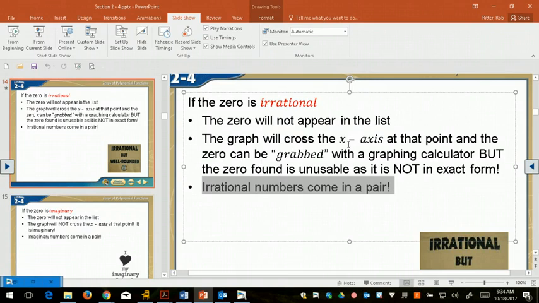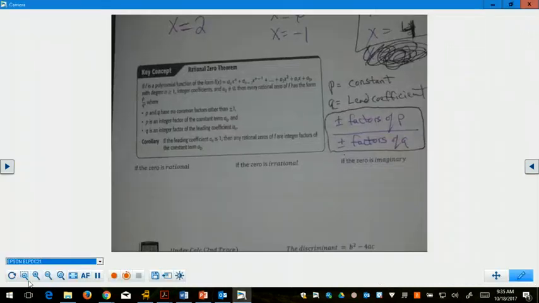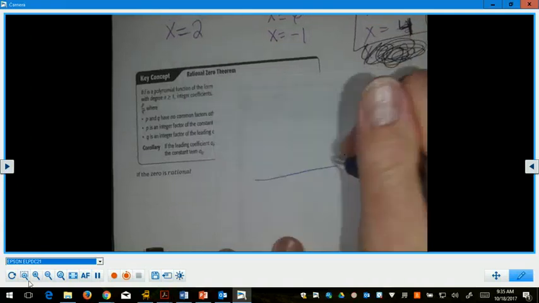Can't get them from the calculator, can't get them from our list. We have to use the quadratic formula to get them. Now, those both cross the x-axis. The imaginary ones don't.